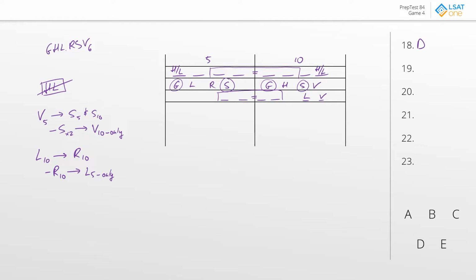Well, first of all, we already know that if L is on 10, which it is, then R is supposed to be there as well, which means we can lock R into this position. But that means R is one of your doubles, which means R is also going to have to be in the 5s.